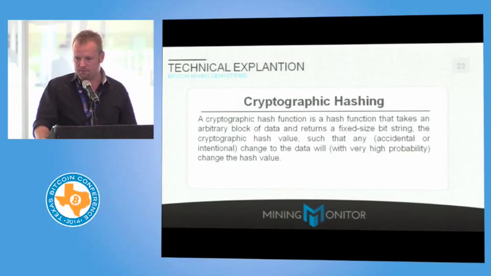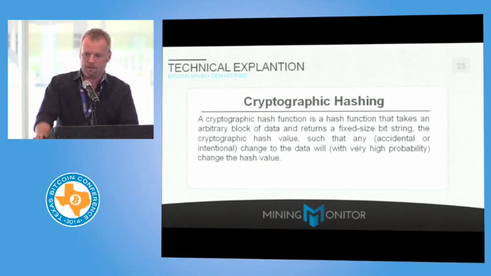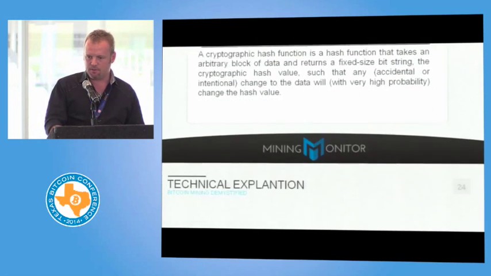Cryptographic hashing is really a pretty simple concept. A cryptographic hash function is essentially a hash function that takes an arbitrary block of data and returns a fixed size bit string, the cryptographic hash value, such that any accidental or intentional change to the data will, with a very high probability, change the hash value. And you can see that here.